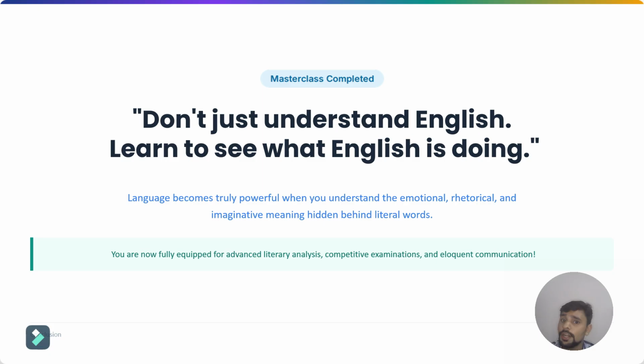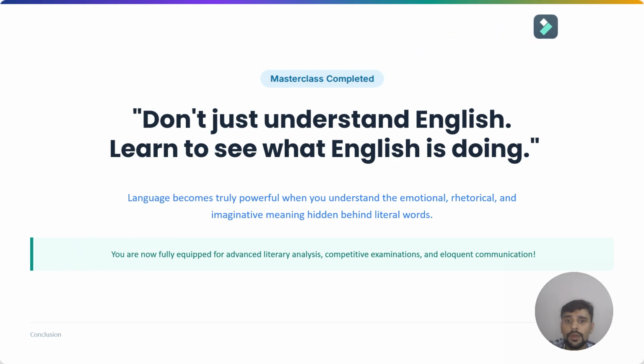And remember, figures of speech aren't simply examination topics, they are part of real communication. You hear them in conversations, you see them in advertisements, you see them in newspapers, you encounter them in films, you read them in novels and poems, and you hear them in political speeches, motivational talks, and business presentations.